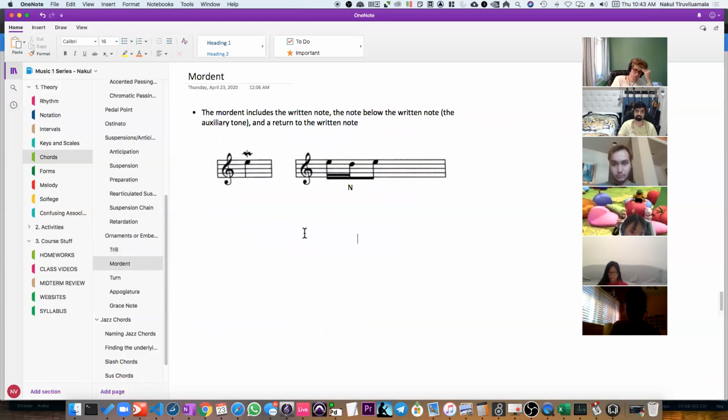A mordent. Now, a mordent includes the written note, the note below the written note, which is the auxiliary tone, and a return to the written note. So if you see this, basically a squiggle with a line through it, you have a mordent, and you interpret the mordent as this.